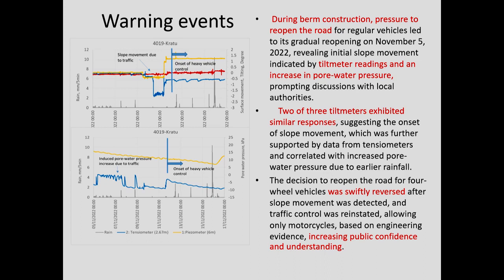So there are some warning events that are quite interesting. Because there was a lot of pressure to reopen the road, I think the governor decided to let vehicles go on that road, because before they only allowed motorcycles. But once they allowed the bigger vehicles to use the road, there started to be some sign of movement.